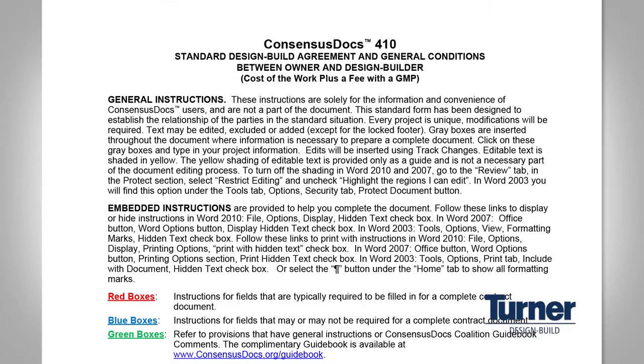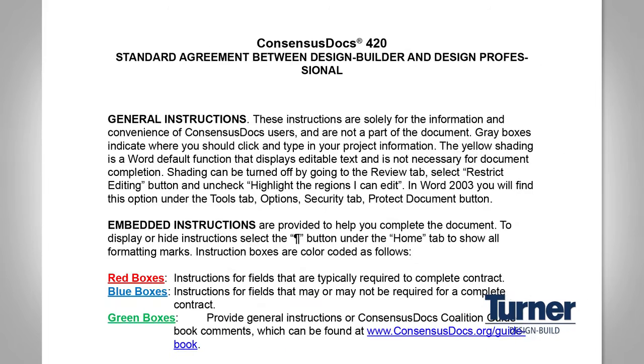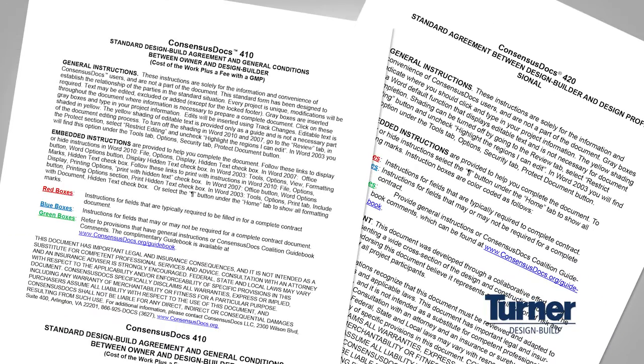There are a wide variety of standard form contracts for design-build delivery methods, from the AIA, from the consensus docs, from the DBIA, from the EJCDC. Today we'll be looking mostly at the consensus docs. The consensus docs 410 is the owner design builder agreement. The consensus docs 420 is the design builder designer agreement. The consensus docs are based on the old Associated General Contractors documents, which Turner had a lot of input in creating.